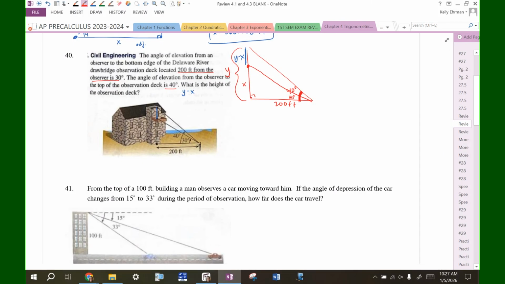So let's get some equations set up. It doesn't matter where you start here. I'm going to start with the smaller triangle. So the tangent of 30 degrees is equal to x over 200. I'm using tangent because we have opposite and adjacent. And then the tangent of 40 degrees is equal to y over 200. And I can solve each of these for x and y by multiplying the 200 over to the opposite side of the equation.